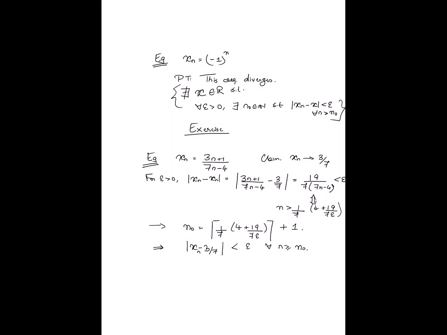This shows that 3 by 7 is in fact the correct limit, and the sequence advertised here is in fact convergent. Okay, so this is just playing with the definition of convergence of a sequence, and doing a few examples. One example where the sequence doesn't converge, and the others where it does.